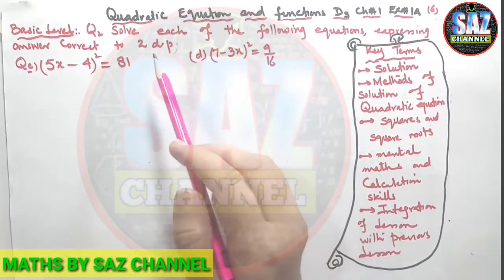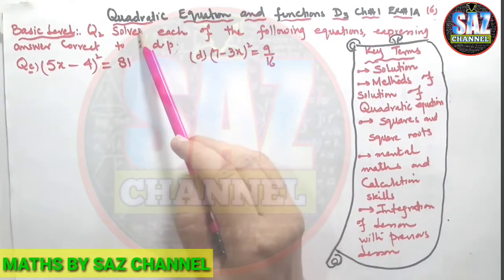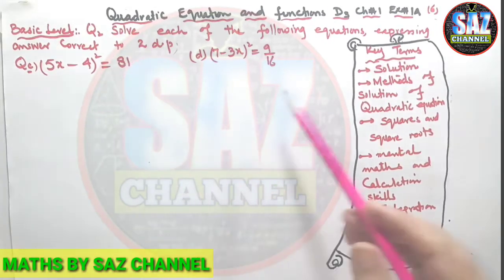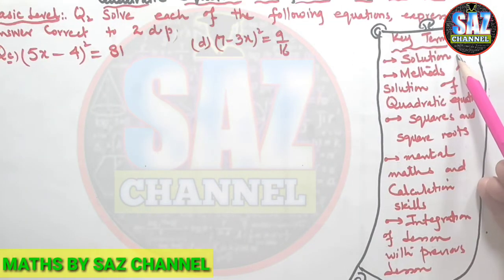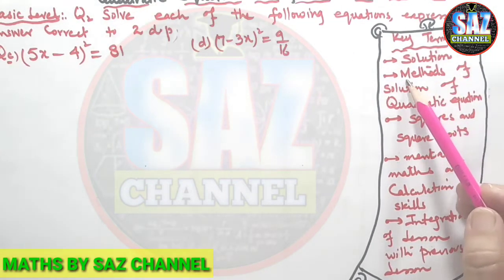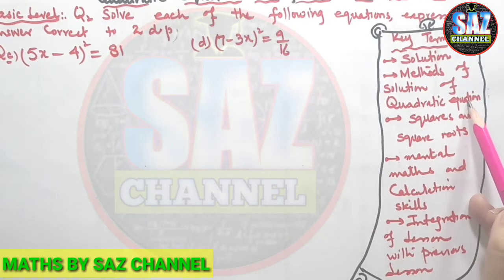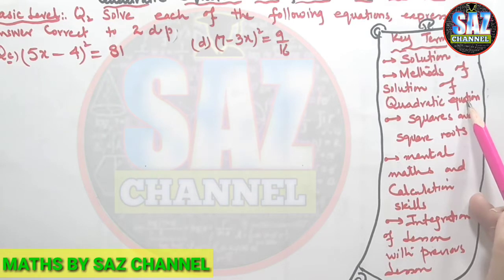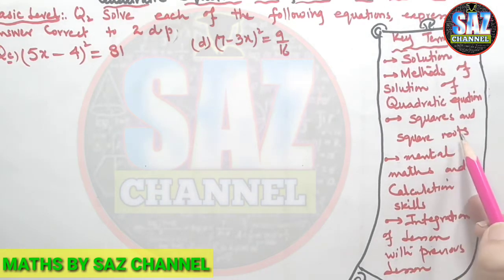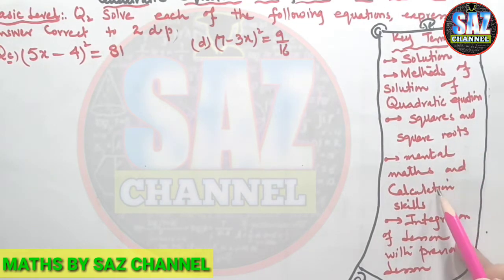Before going to the lesson, there are some key terms that we have to understand. What does the word solve or solution mean? Solution means to find the values of the unknown of the equation. What are the methods of solution of quadratic equations? We know that we can factorize the quadratic equation either by hit and trial method or by using the basic identities. Then we should have the command on squares and square roots, then mental maths and calculation skills, and integration of the lesson with the previous lesson. For better understanding of mathematics, it's really important to integrate your concept and lesson with the previous lesson.